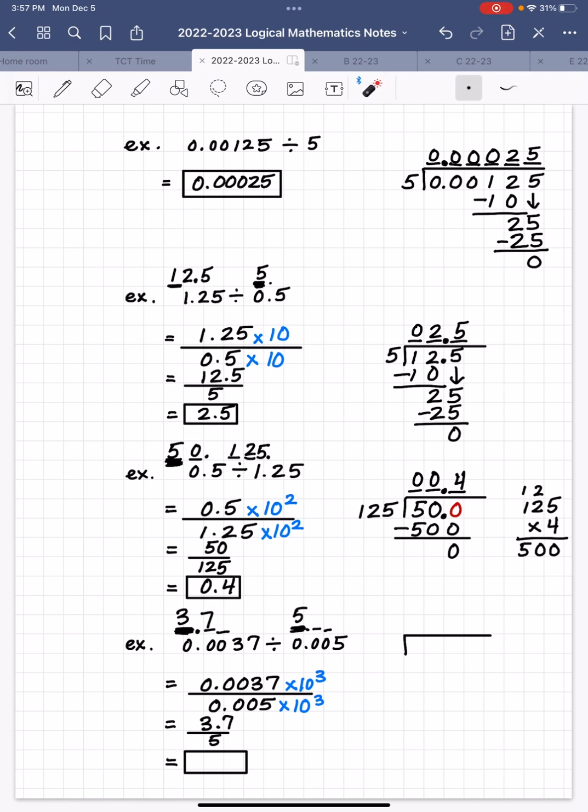Okay, so I'm dividing. I'm not dividing by a whole number, so I multiply the denominator by a power of 10 to make it a whole number. What power of 10? Well, how many decimal digits do I have? 1, 2, 3. So I multiply it by 10 to the third. I'll also multiply the numerator by 10 to the third as well.